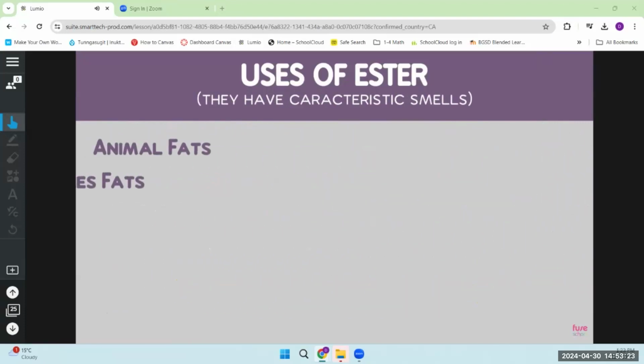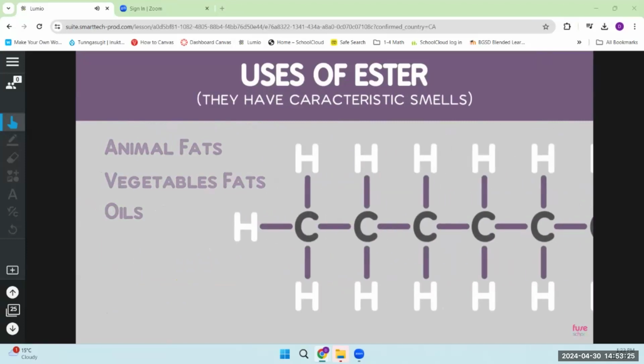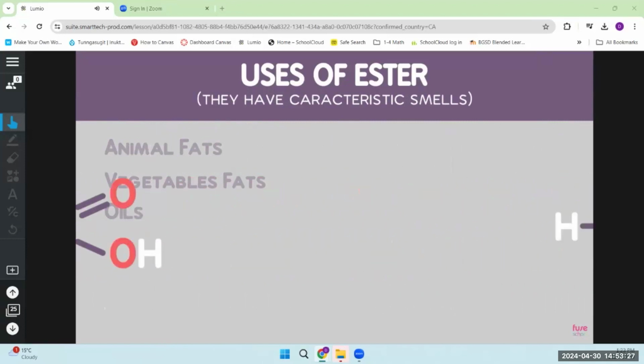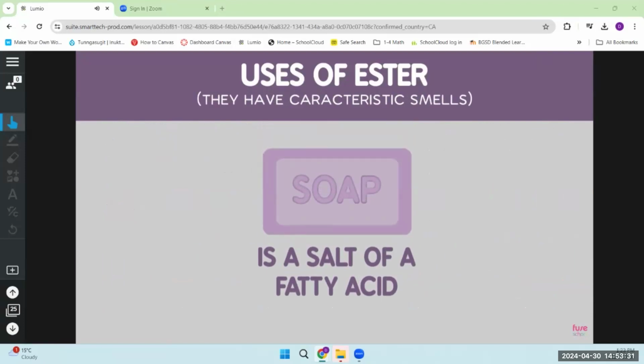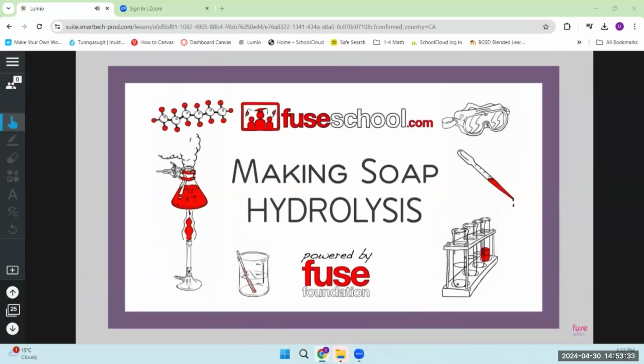Animal fats, vegetable fats and oils are esters of long-chain fatty acids and glycerol. A soap is a salt of a fatty acid. Check out our water and soap video.